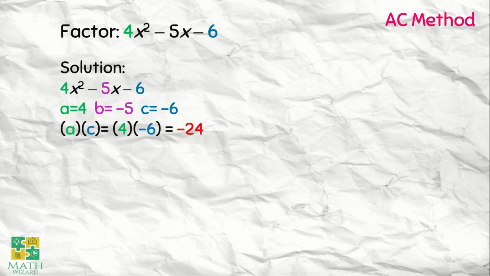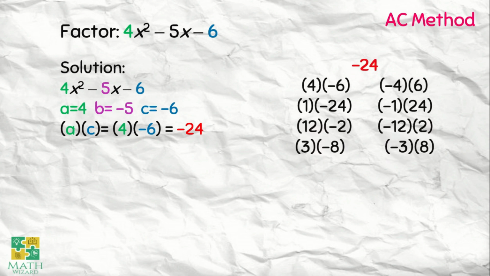After that, we need to multiply A and C. Okay? I-multiply natin sa letter A and letter C. Our letter A is 4. And our letter C is negative 6. 4 times negative 6, ang sagot ay negative 24. Okay, next to that ay we are going to find the factors of negative 24. Ano-ano nga ba yung mga factors ng negative 24?